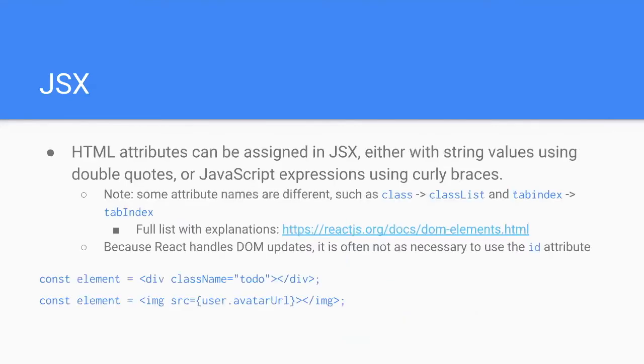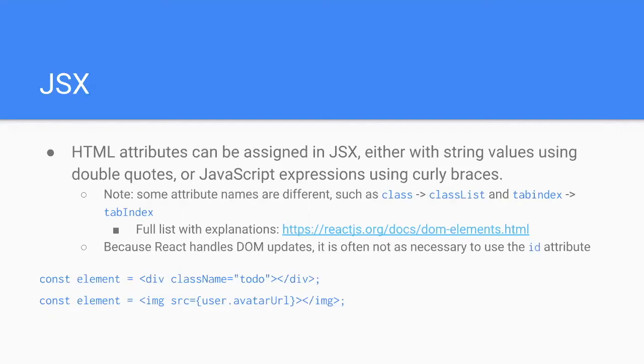All right. So we can also assign HTML attributes in our JSX. We can use string values using double quotes or JavaScript expressions using our curly braces. One note, some attribute names are different in JSX, such as class, because JSX is just regular JavaScript. In JavaScript, if you say class, that's creating a class. So we can't just use the word class. It's a protected name in JavaScript. So that's been changed to className. So className is how you add classes to elements in JSX.